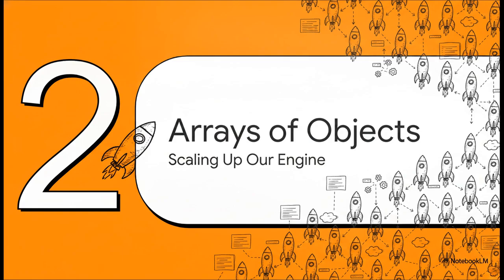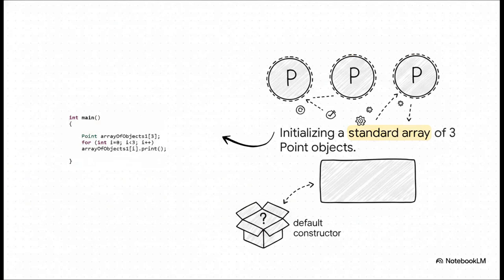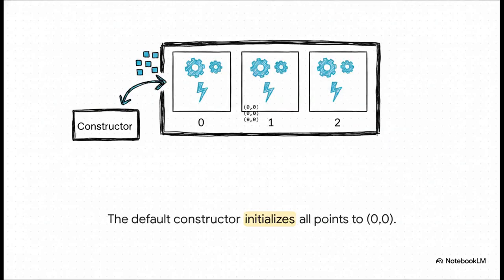Moving right along to section 2, arrays of class objects, scaling up our engine. When we declare a standard array, let's say we call it arrayOfObjects1 that holds 3 Point objects, the compiler has a job to do. It has to actually construct them. Because we aren't passing specific arguments here, the class absolutely must have a default constructor ready to handle that initialization. And sure enough, that default constructor kicks in and cleanly initializes every single point in our array to 0. It just fires off that default setup sequence for each individual object right down the line.